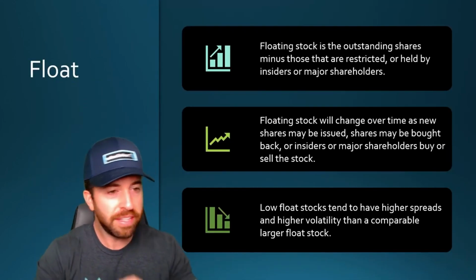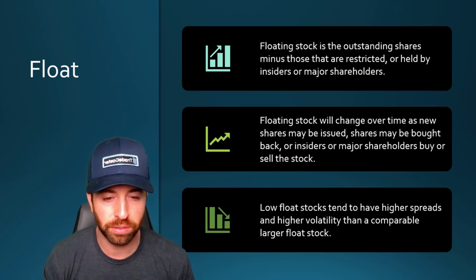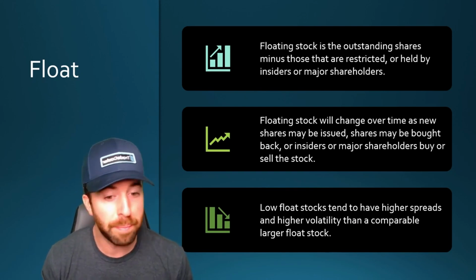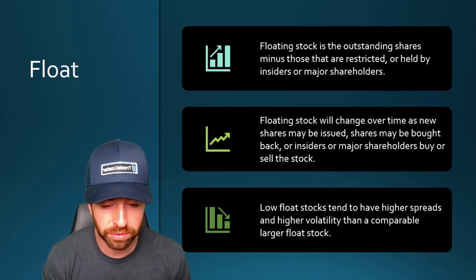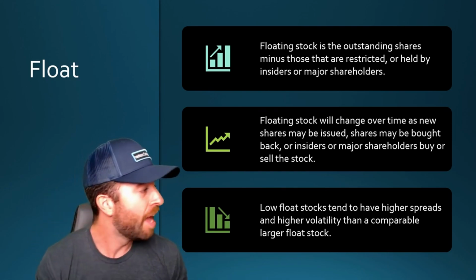So float. Float is the outstanding shares minus those that are restricted or held by insiders or major shareholders. Floating stock will change over time as new shares may be issued and shares may be bought up by insiders or against shareholders. And low float stocks tend to have higher spreads and more volatility. Boom, boom, boom. That's what we like.